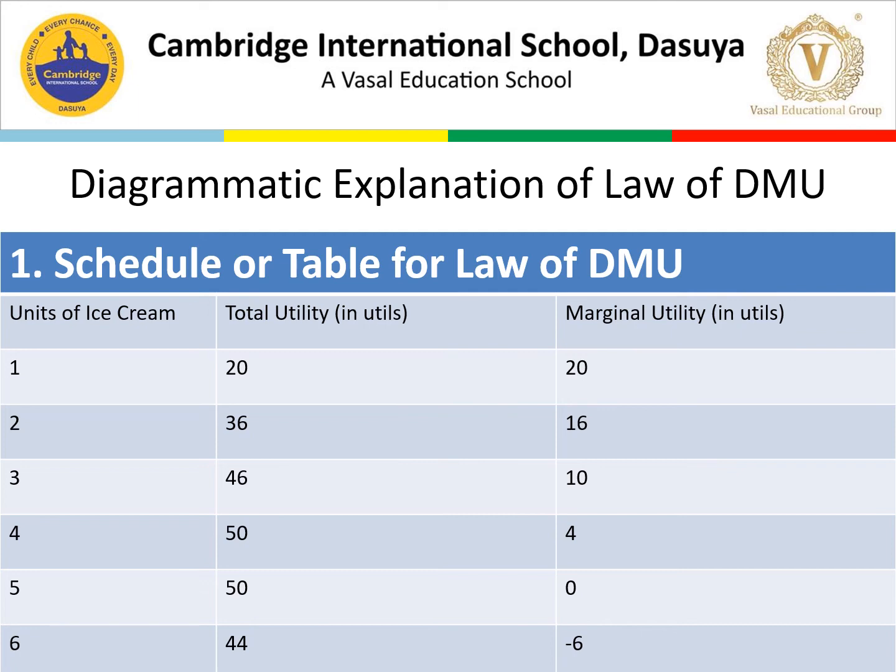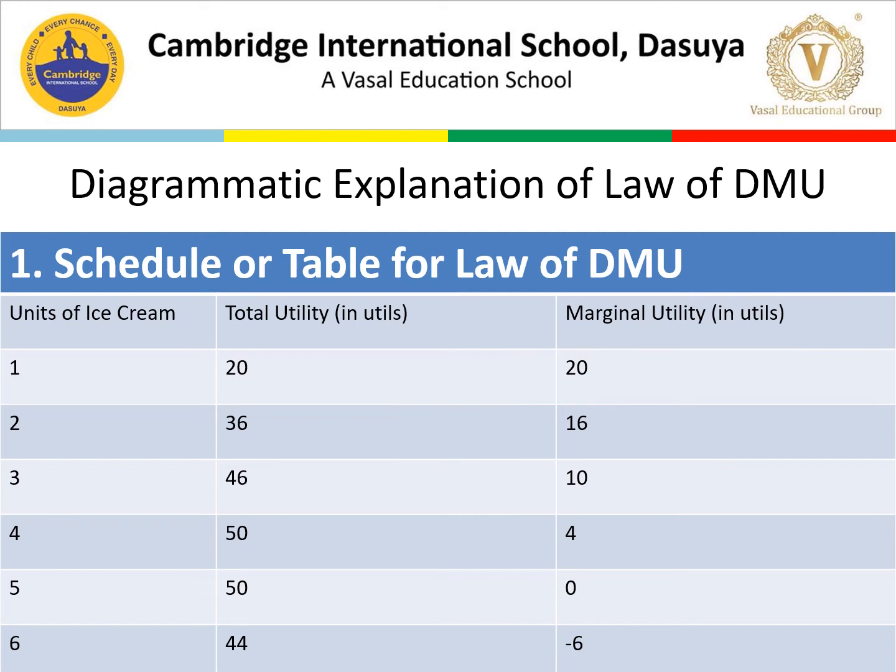Till the third unit, 46 is the total utility which we are getting from the third unit of ice cream which we consume. Now marginal utility has started declining. So how are we calculating this? From 20 to 36, first unit was 20 for marginal utility. 36 minus 20, it will be 16. Then 46 minus 36, it will be 10 for marginal utility.